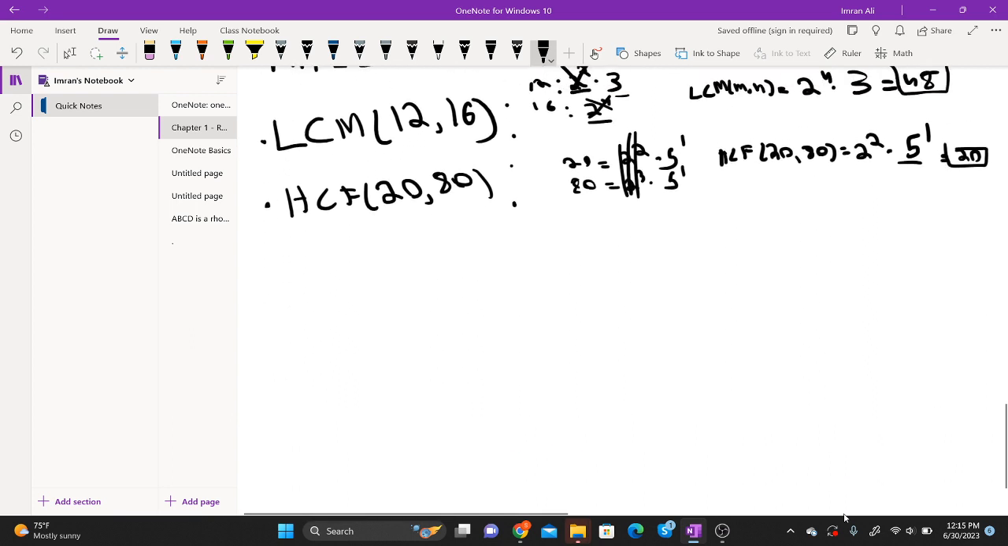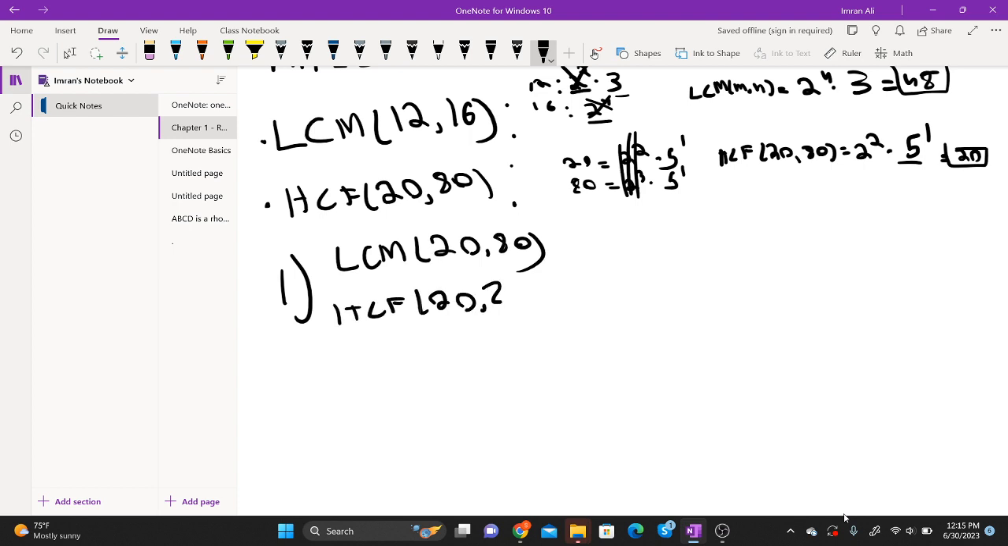Now, if you ever have a problem, and I mentioned this above, and I'm going to give you guys an example. If you have a problem which says LCM of 20 and 80 and HCF of 20 and 80, I can go ahead and say, okay, 20 times 80 is 2 times 8 is 16, I pop 2 zeros on there. And then HCF is easier to figure out. You do this, you get HCF is 20.